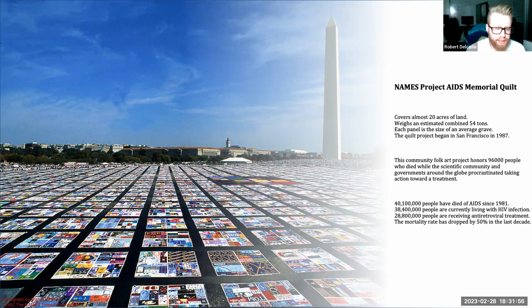They died while the scientific and governmental communities around the world languished and failed to produce or act on providing a treatment for HIV/AIDS. The quilt itself is housed not too far from you where you're located in Oakland. It's in San Francisco. You're looking at a picture of where it's displayed before the Washington Monument in Washington, D.C. Since 1981, over 40 million people have died of AIDS.